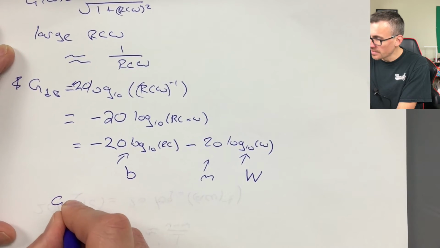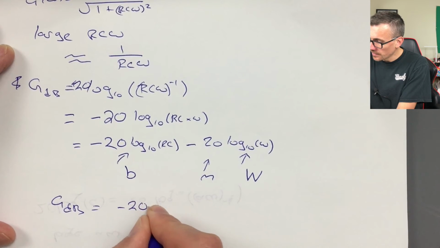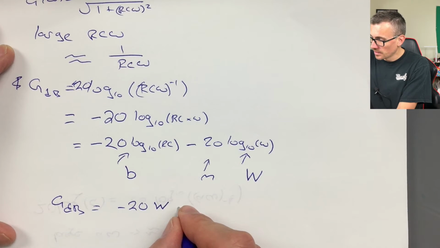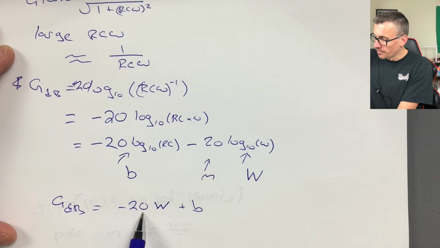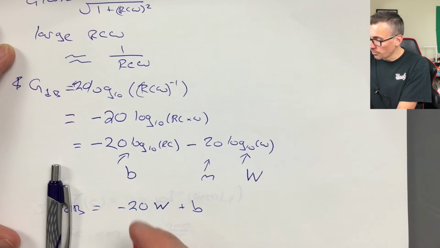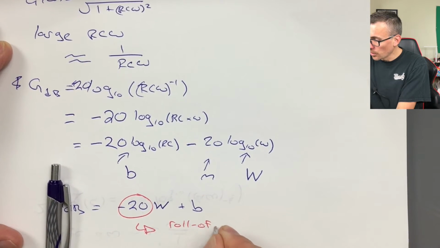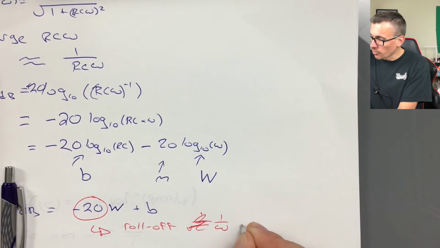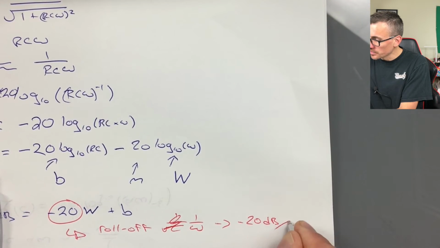So we see that in decibels, we have negative 20 times W, when we're plotting in a semi-log fashion, plus B. Just some intercept, whatever R times C is. The point is that it's going to have a slope of 20. And this slope is called the roll-off. For anything that goes as 1 over omega, we're going to have a roll-off of minus 20 decibels per decade.